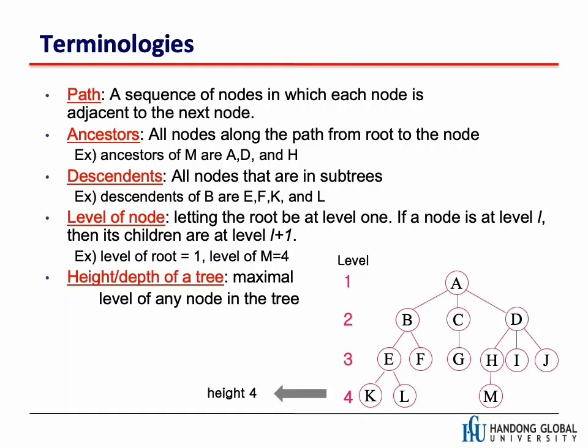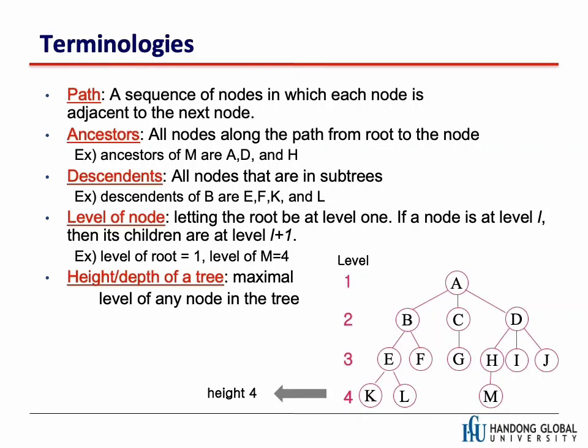And level of a node. Letting the root be at level 1, if a node is at level I, then its children are at level I plus 1. So A is at level 1, then B is at level 2, E is at level 3, and K is at level 4.